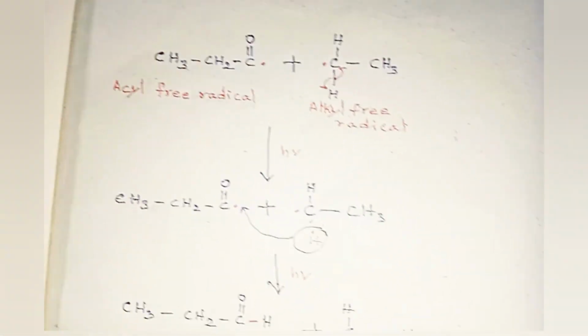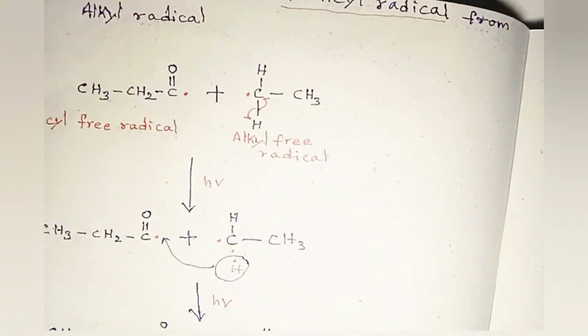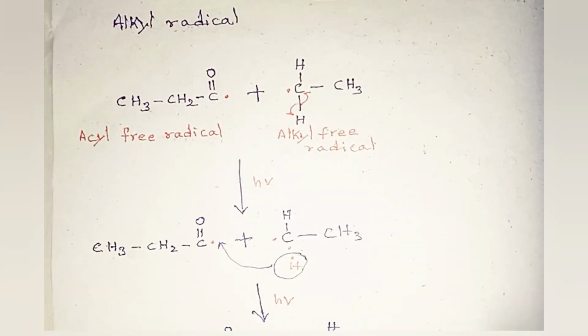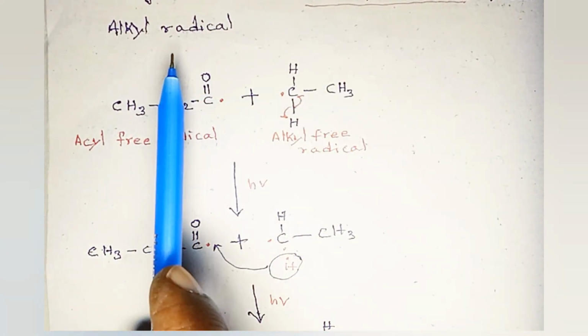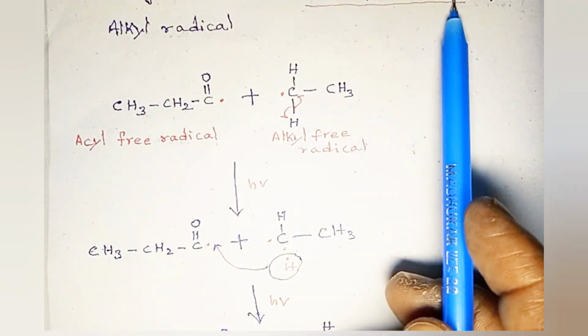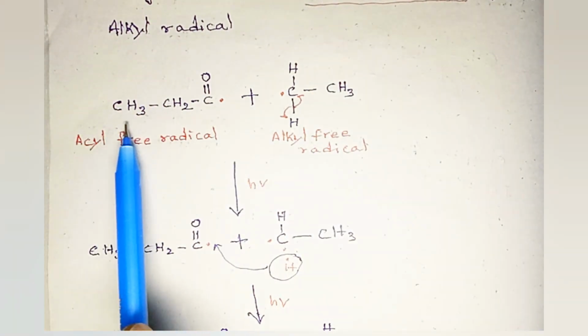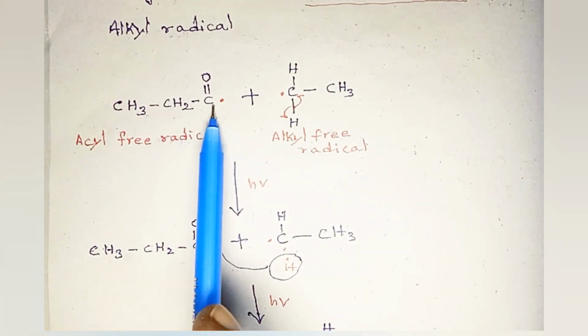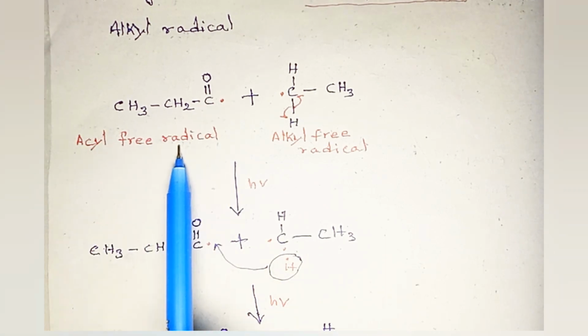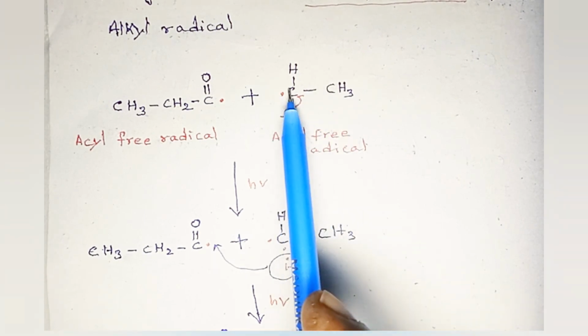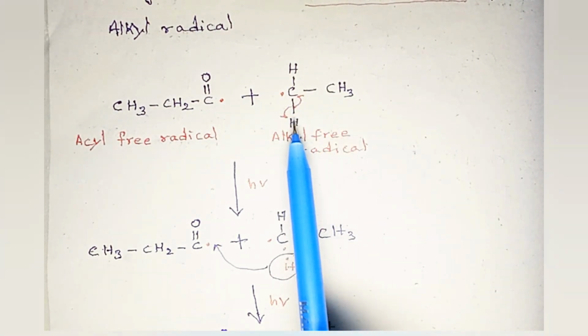Then hydrogen abstraction by alkyl free radical. So hydrogen is abstracted by acyl radical from alkyl radical. CH3, CH2, C double bond O is the acyl free radical. CH2, CH3 radical is alkyl free radical.